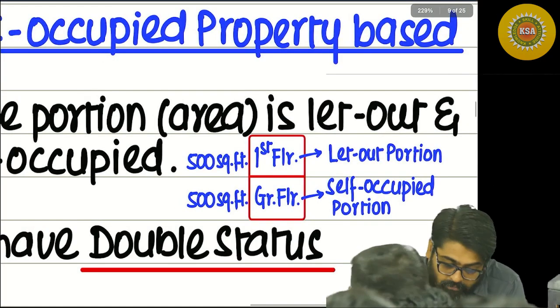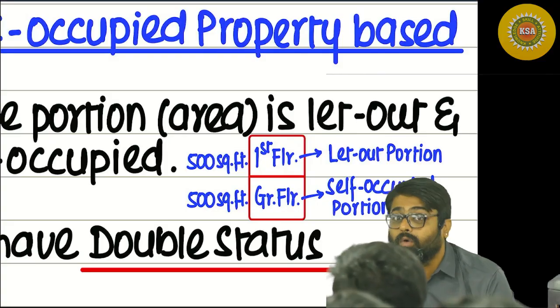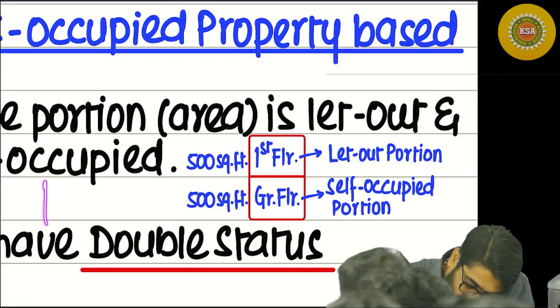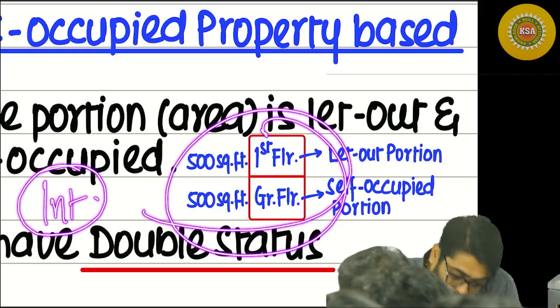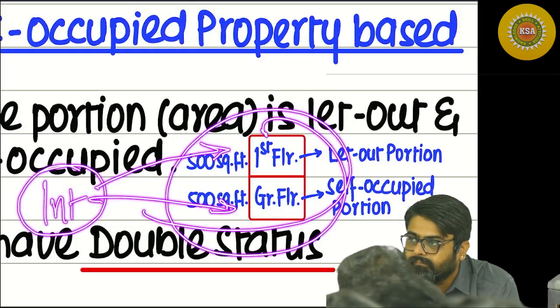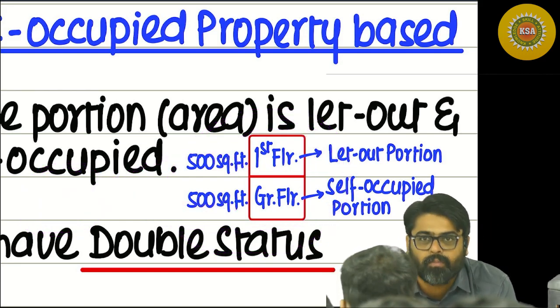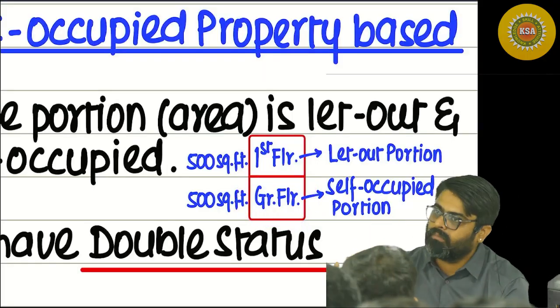Everyone. Now, sometimes what can happen? The housing loan is taken for the entire property. If the housing loan is taken for the entire property, can I say interest on that housing loan will be for the entire property? Out of that interest, some interest will relate to LOP and some interest will relate to SOP, yes or no? Then interest for let out property will be separately claimed as a deduction from LOP, and interest for self-occupied portion will be separately allowed from self-occupied portion.